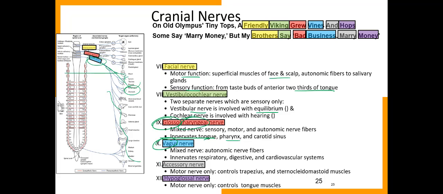Nerve number 11 is the accessory nerve. Motor nerve only, controls the trapezius and sternocleidomastoid muscles. And then the 12th nerve is the hypoglossal nerve, which controls the tongue muscle. I know there's a lot of information on this. I don't apologize for it because the human brain and spinal cord are complex structures, but please take the time to actually go through this maybe a couple of times. Thank you.